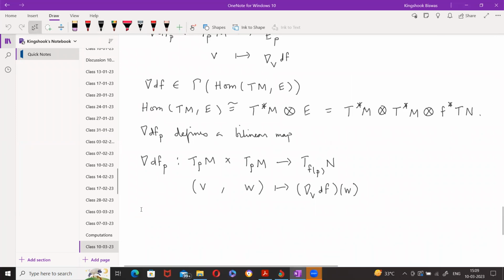So what we want is to figure out how to actually compute this second fundamental form. So this is called the second fundamental form. This bilinear map.